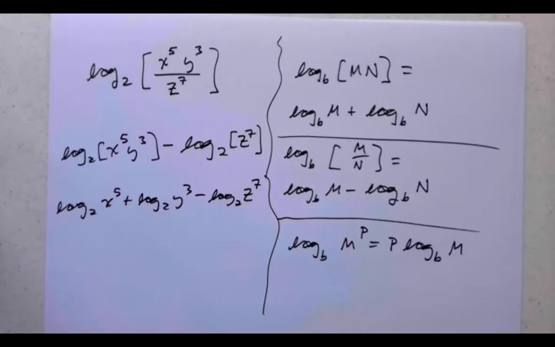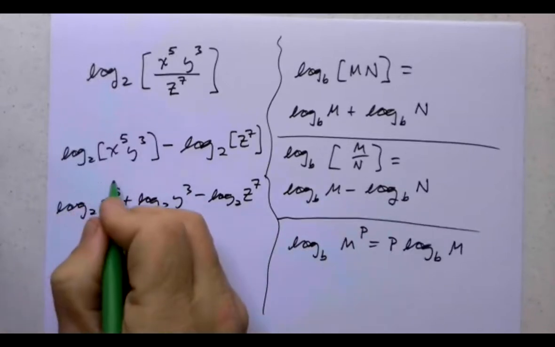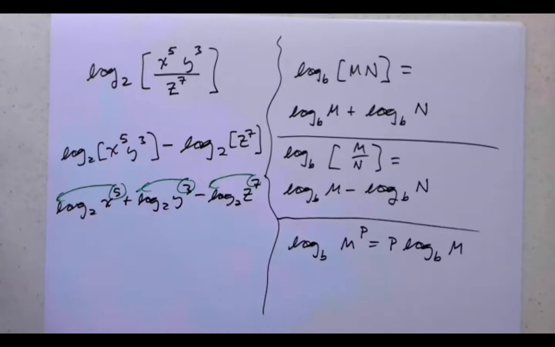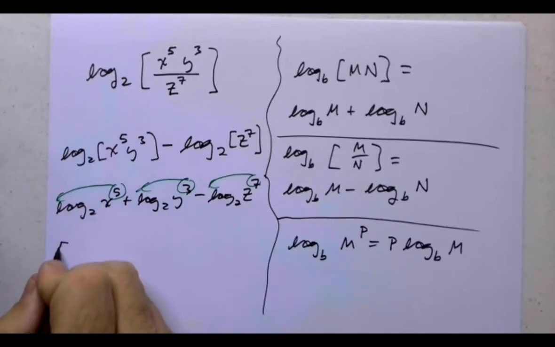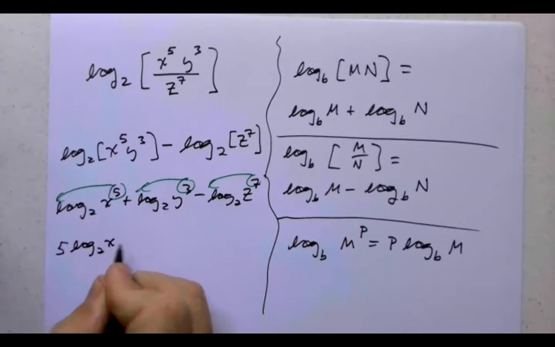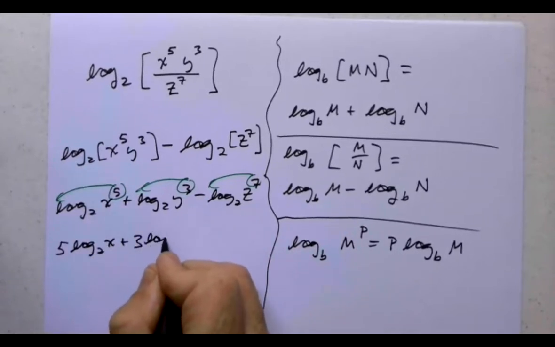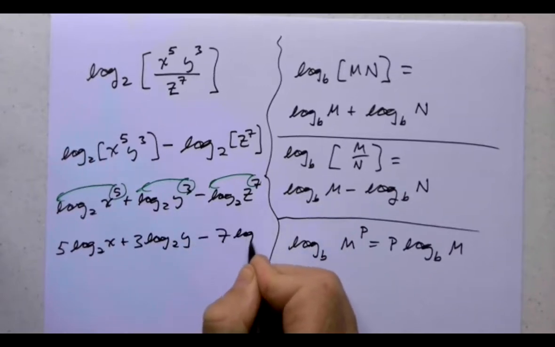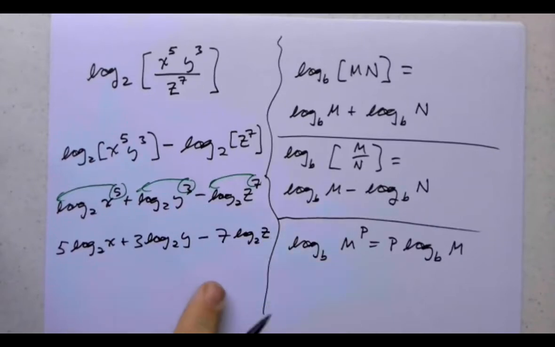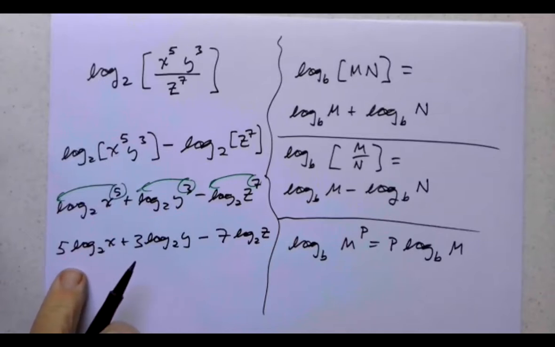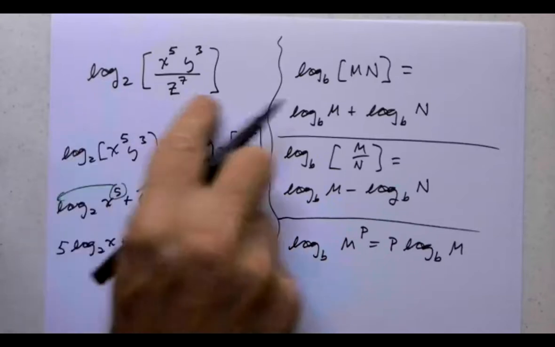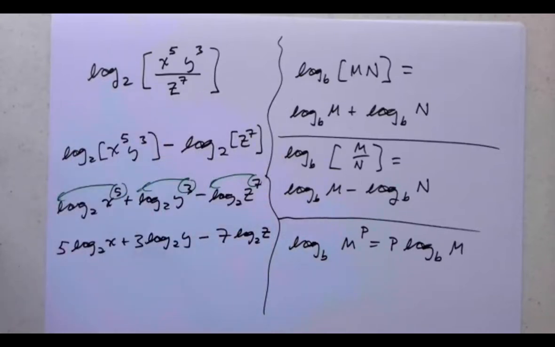And then the last thing we can do is our third rule here, which enables us to pull the exponents down. So the 5 can come down, the 3 can come down, the 7 can come down. So then we get 5 times log base 2 of x plus 3 times log base 2 of y, minus 7 times log base 2 of z. So I've written this as a sum and difference of multiples of logs, using these three rules.